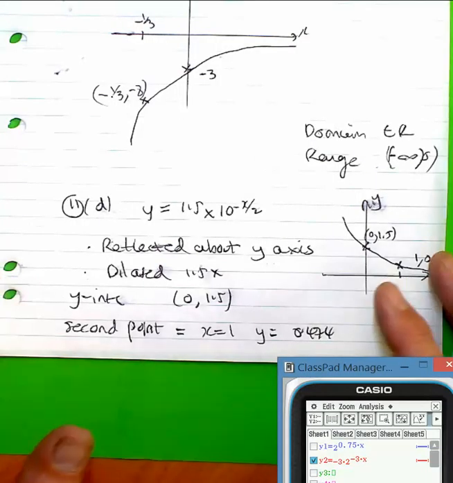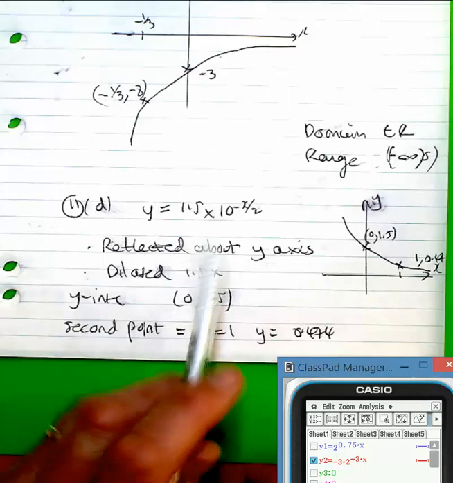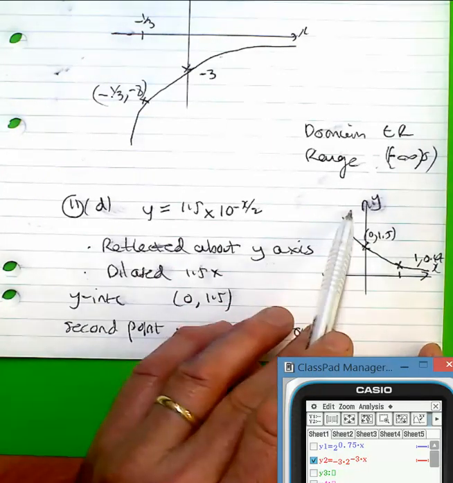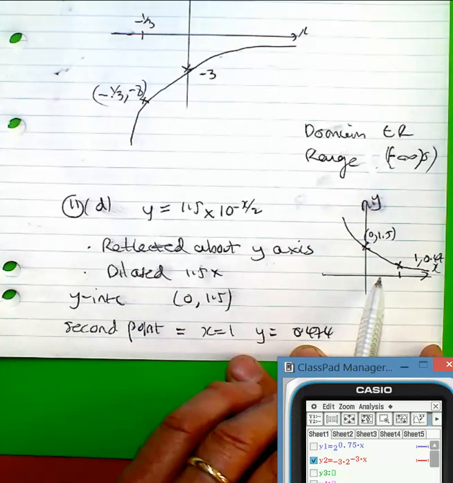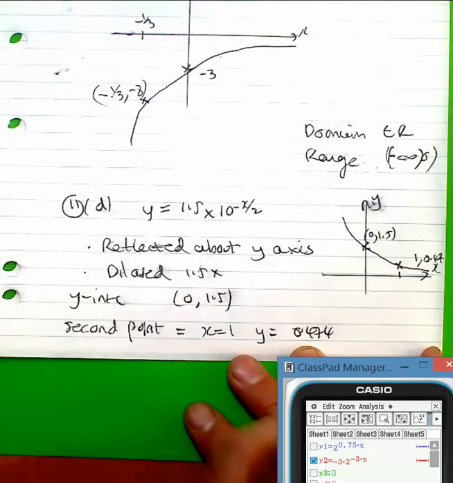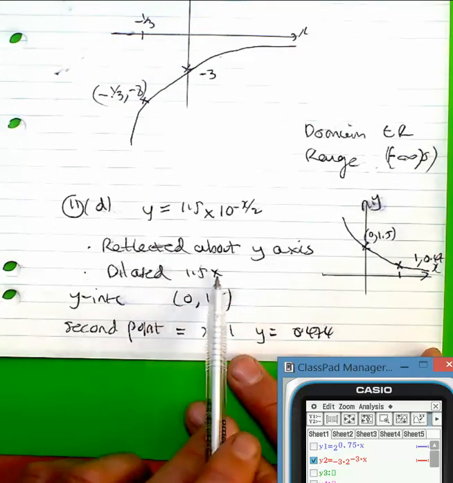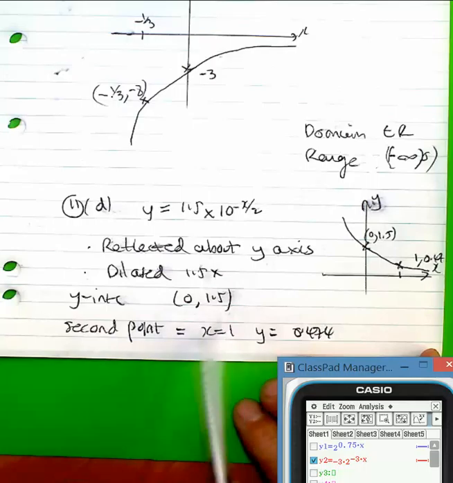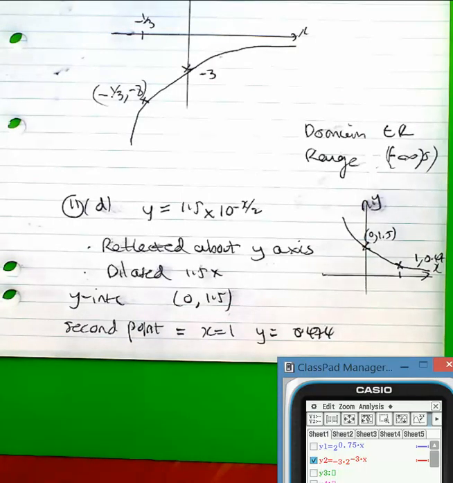I've done the last one a bit more quickly. Look, it's going to be reflected around the y-axis, horizontal asymptote at the origin, at y is equal to 0. It's dilated 1.5 times. So my y-intercept, second point, will give me a graph of that order.